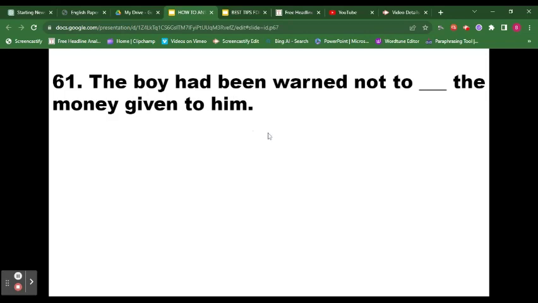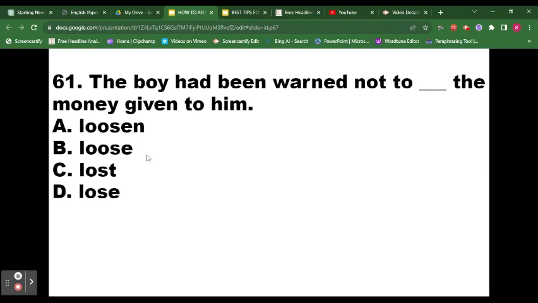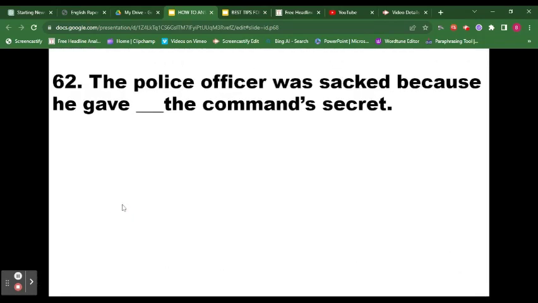Question 61, the boy had been warned not to dash the money given to him. A, losing. B, lose. C, lost. D, lose. Okay, the correct option is D, lose. That's to misplace something. It's different from the other LOOSE, which is when something is really not tied.